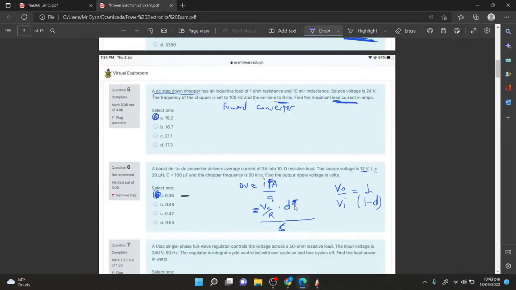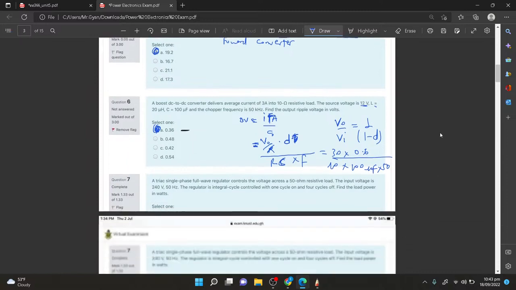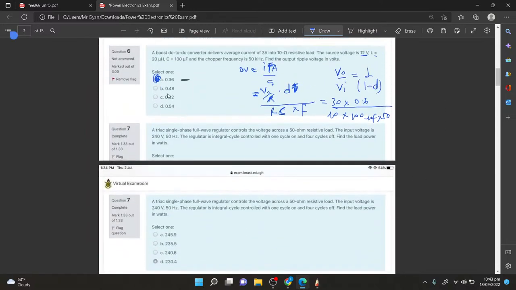T is also 1 over F, so I can cancel this and bring F down here. I can also bring my R down here. So V out, 30 times D 0.6, over R, which is 10, times C, 100 microfarad, times F, 50 kilohertz. That'll give you 0.36. Alright, so this is the answer.